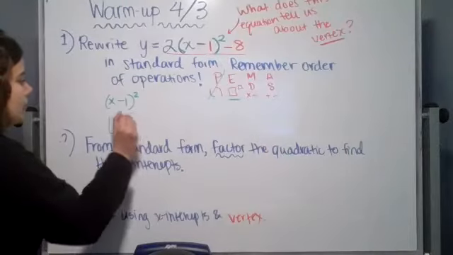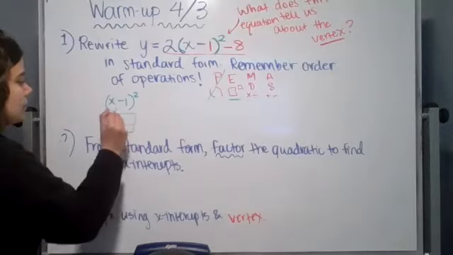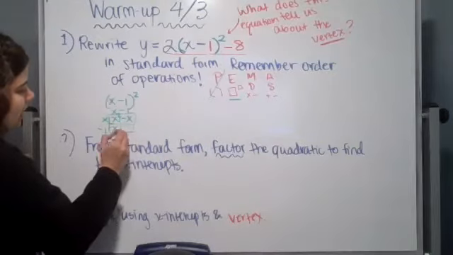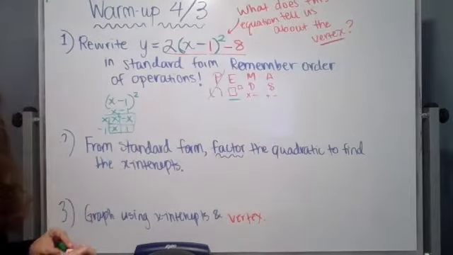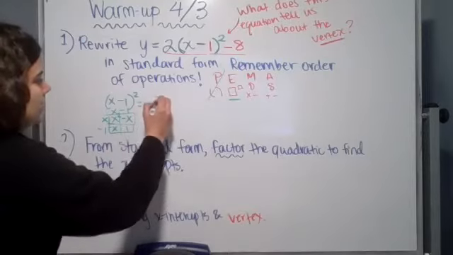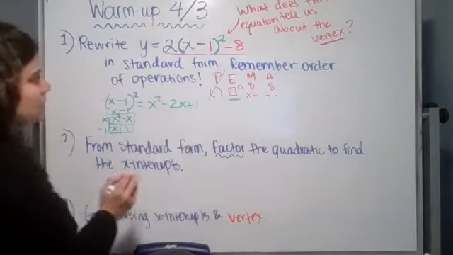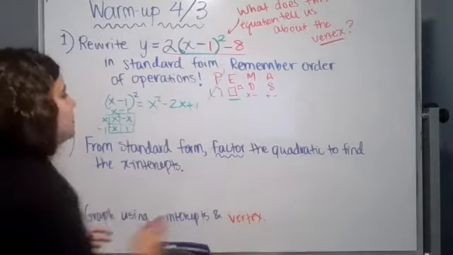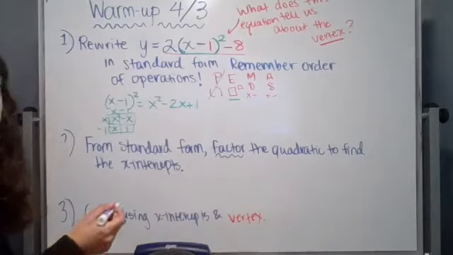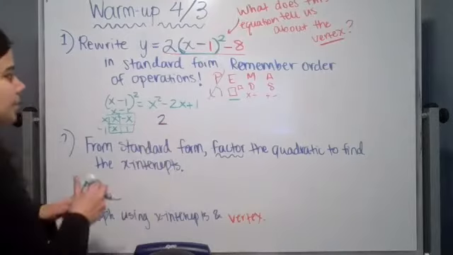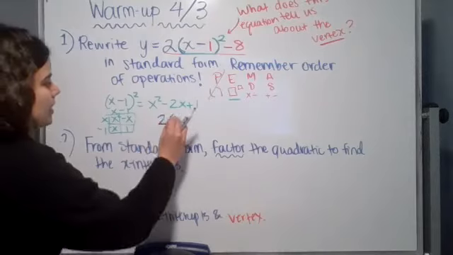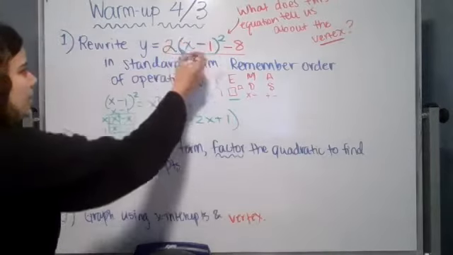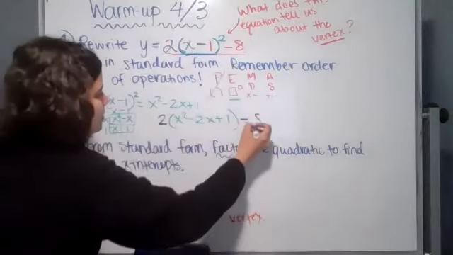So that's if you use your rectangle, you'll get x squared minus 2x plus 1. So x squared minus 2x plus 1 would be this part. So let's rewrite that. So we've got 2 times x squared minus 2x plus 1, because we expanded this part out, and then minus 8.